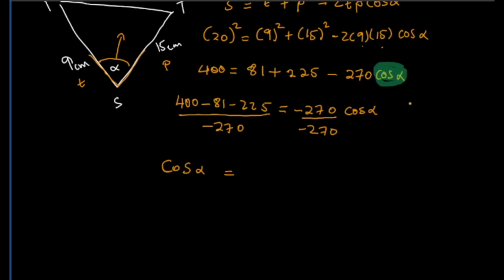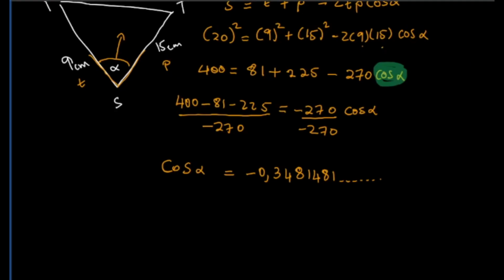Negative 270. Should I give the fraction? No, decimal form is fine. Okay, so it's negative 0.34, and then there's numbers behind it, but I didn't round it off. So it's 0.348148 and so on. Please don't remove it on your calculator. I need you to hold it like that on your calculator.